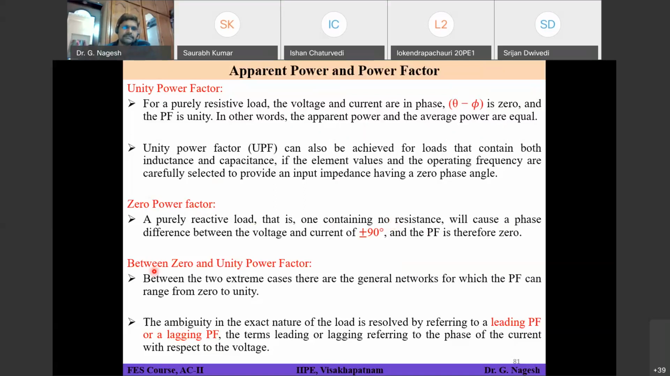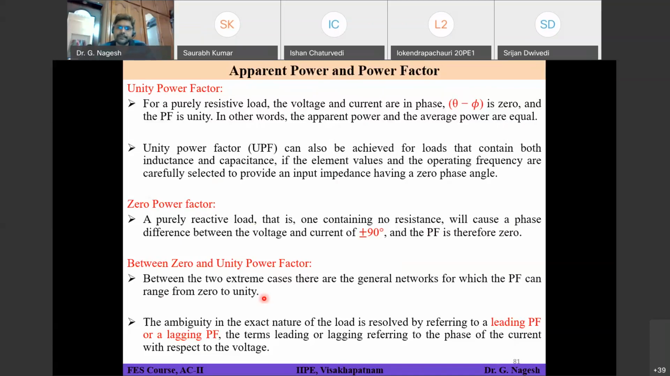Next, between 0 and unity power factor. Between the two extreme cases which we have seen just now, there are general networks for which the power factor ranges from 0 to unity. Almost all circuits generally available in practical systems have a power factor between 0 and unity.